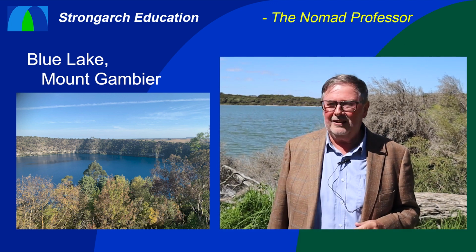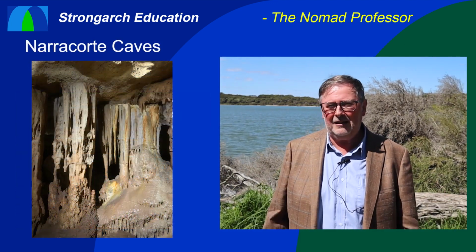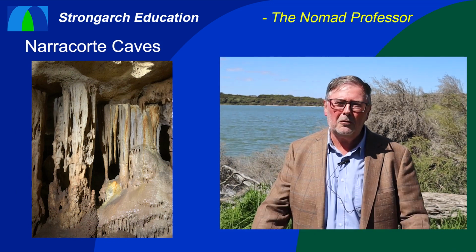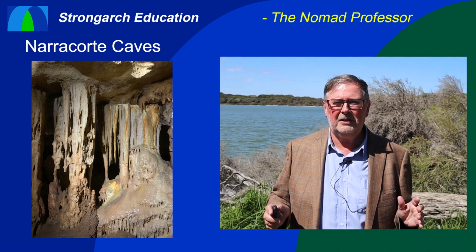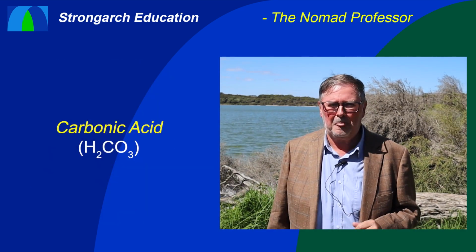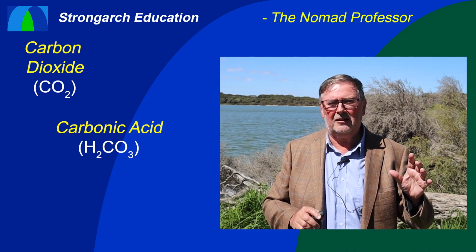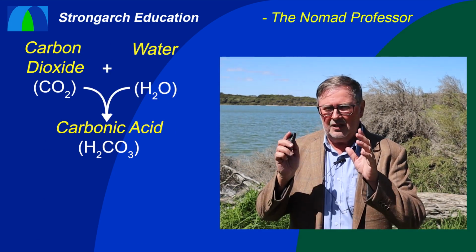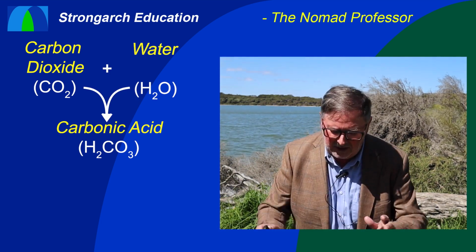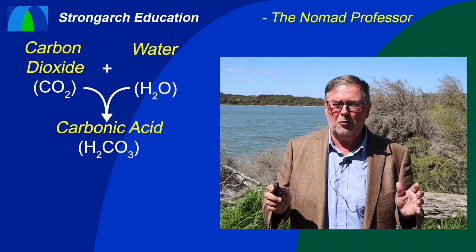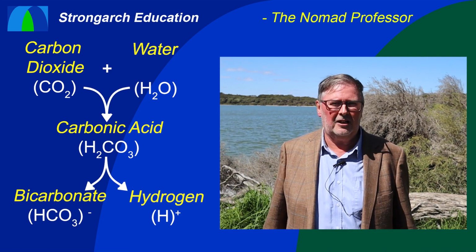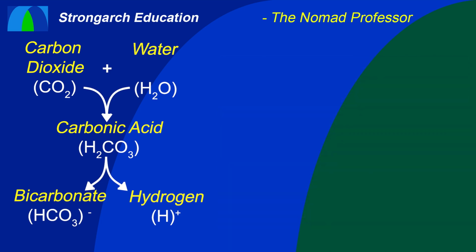We also visited the beautiful Narracoorte caves, and in the caves we saw wonderful stalagmites and stalactites, and all of these landforms, all of these things, they form because of the action of carbonic acid. Now when carbon dioxide reacts with water, it produces carbonic acid, H2CO3. Now, the carbonic acid is fairly unstable in water, and it quickly dissociates into bicarbonate ions and hydrogen ions, and I'll talk more about that in a few minutes.